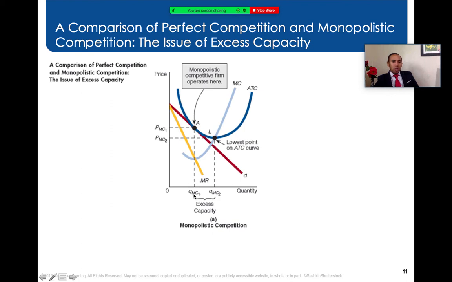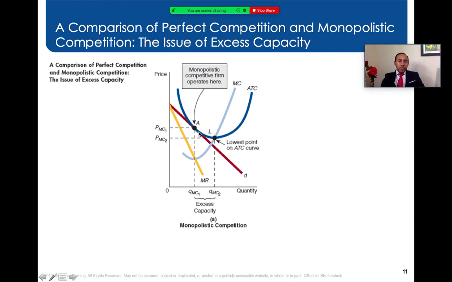QMC1 is the quantity that the monopolistic firm produces, and it has control over this quantity. It will produce where MR equals MC, or where MC is equal to MR, vice versa. It's an identity. Here, it will produce this limited output, QMC1, let's say 100 units, and it will set a price equivalent to the demand curve here at point A and charge a price PMC1.